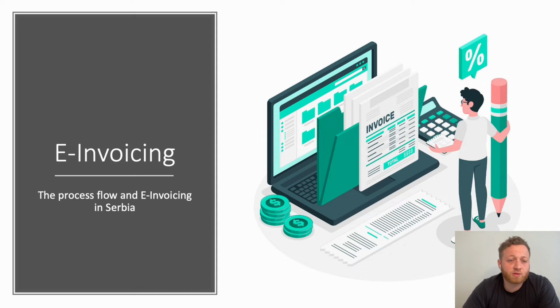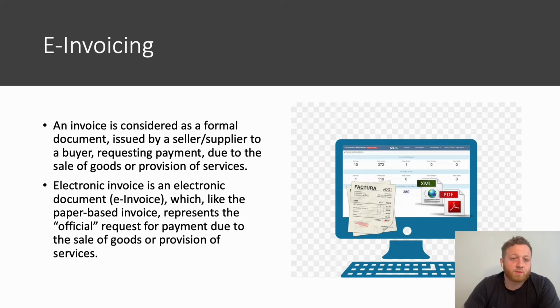So here we're going to talk through e-invoicing and the progress at the moment in Serbia regarding e-invoicing. An e-invoice is considered a formal document issued by a seller or supplier to a buyer requesting payment due to the sales of goods or provision of services. An electronic invoice is an electronic document which, like the paper-based invoice, represents the official request for payment due to the sales of goods or provision of services.